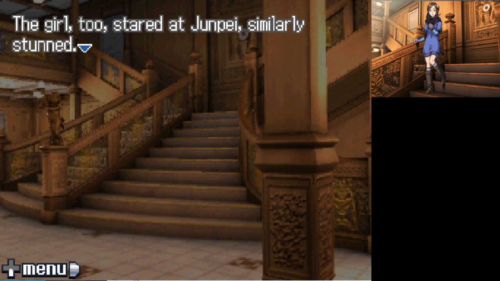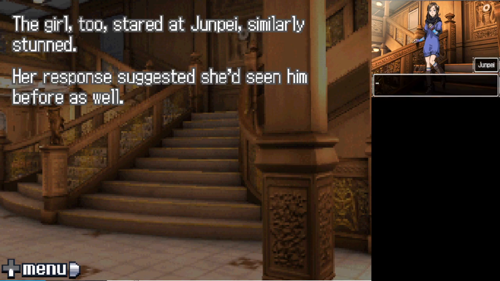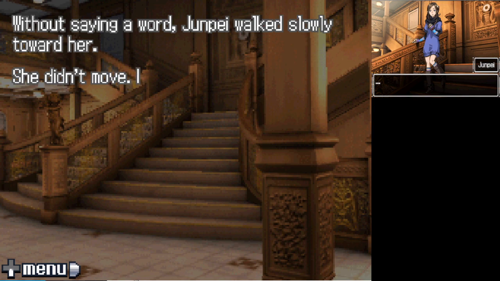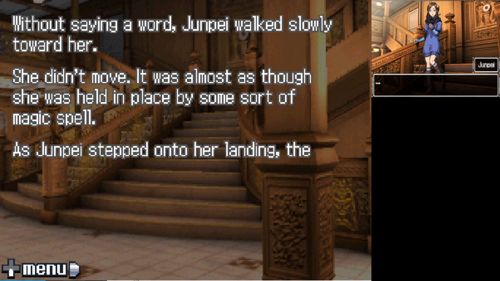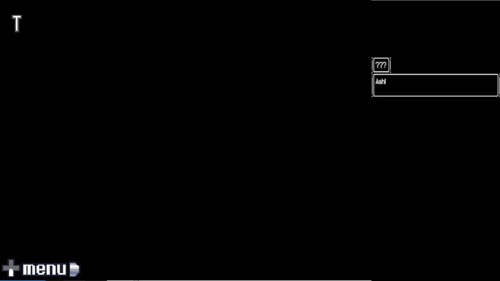The girl, too, stared at Junpei, similarly stunned. Her response suggested she'd seen him before as well. Not saying a word, Junpei walked slowly toward her. She didn't move. It was almost as though she had been held in place by some sort of magic spell. As Junpei stepped onto her landing, the spell broke. No sooner had he set his foot down than the whole ship shook a second time.